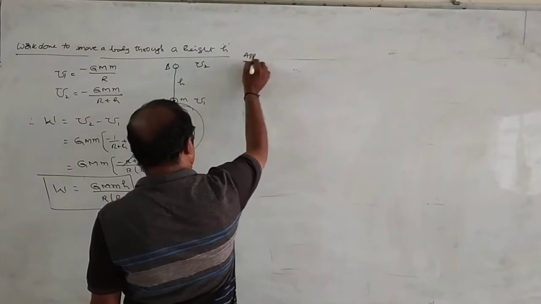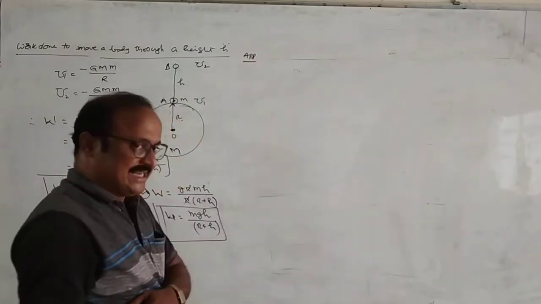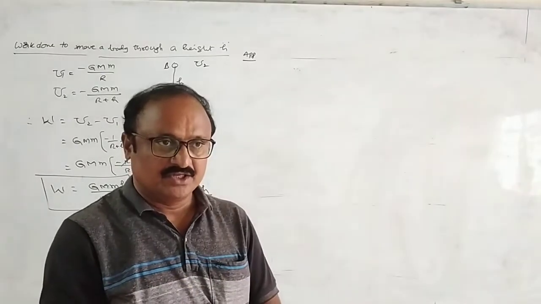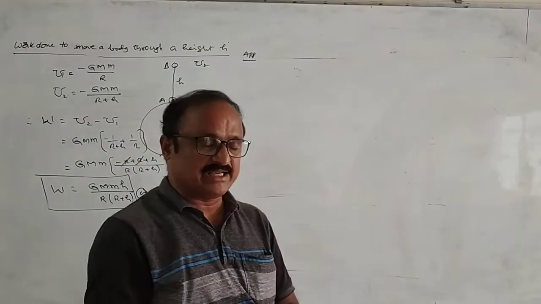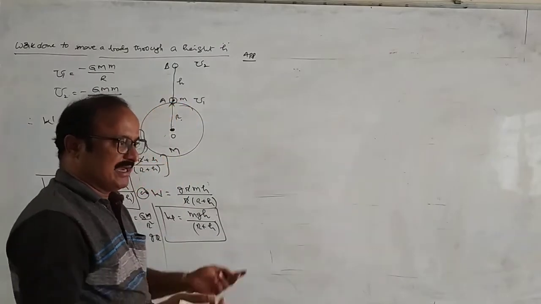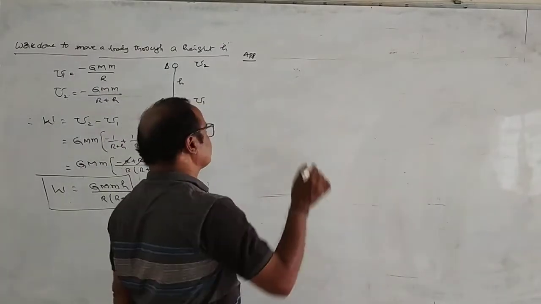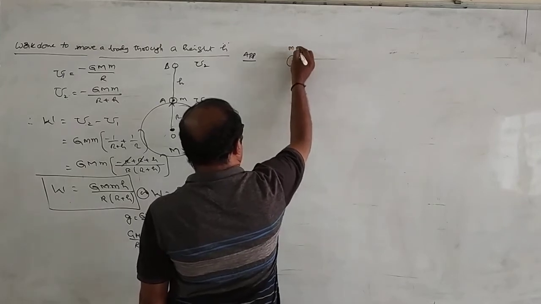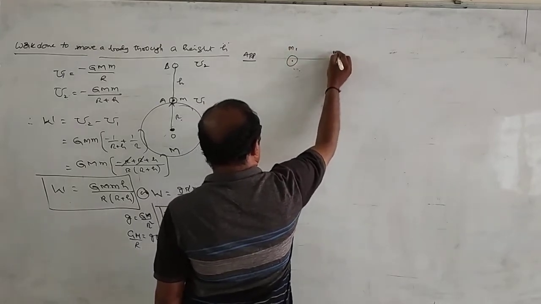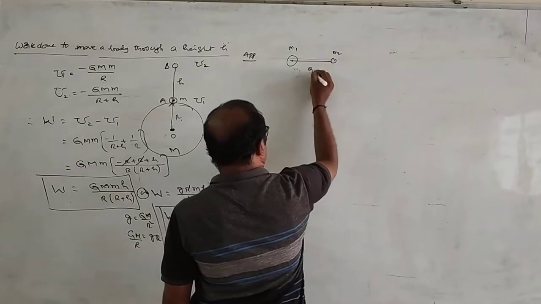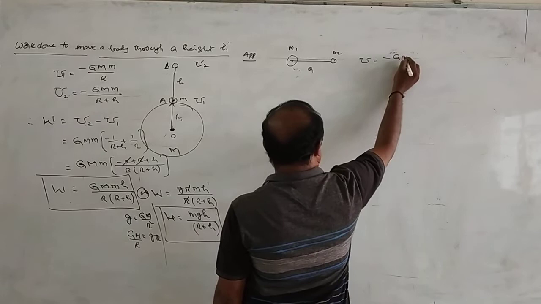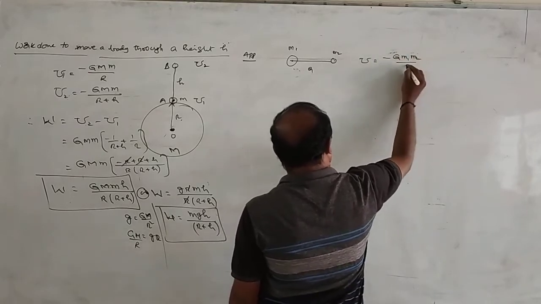Next application. In case of two bodies having masses m1 and m2, separated by a distance r, the gravitational potential energy U is equal to minus G m1 m2 by r. Two bodies are there: first body mass m1, second body mass m2. Separation between them is r, then gravitational potential energy U is equal to minus G m1 m2 by r.